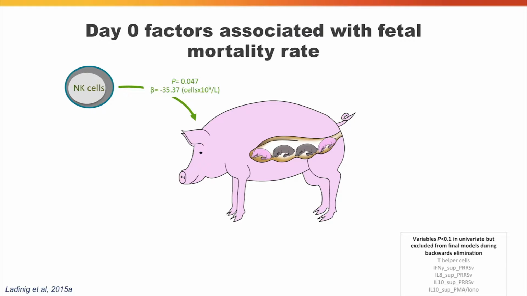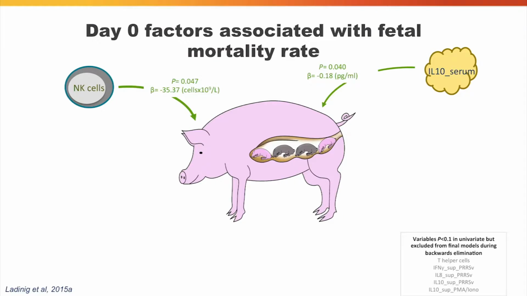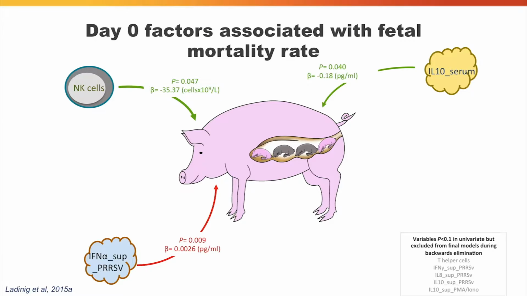And there are a number of factors that are important that we could measure in blood. First would be the number of NK cells circulating. NK cells are effector cells of the innate immune system, so they exert a beneficial effect. Secondly, IL-10 is a cytokine that's involved in regulation of immune responses, and it exerts a beneficial effect. But surprisingly, interferon alpha, I've been promoting the effects of interferon alpha, but in fact, it's detrimental to fetuses.